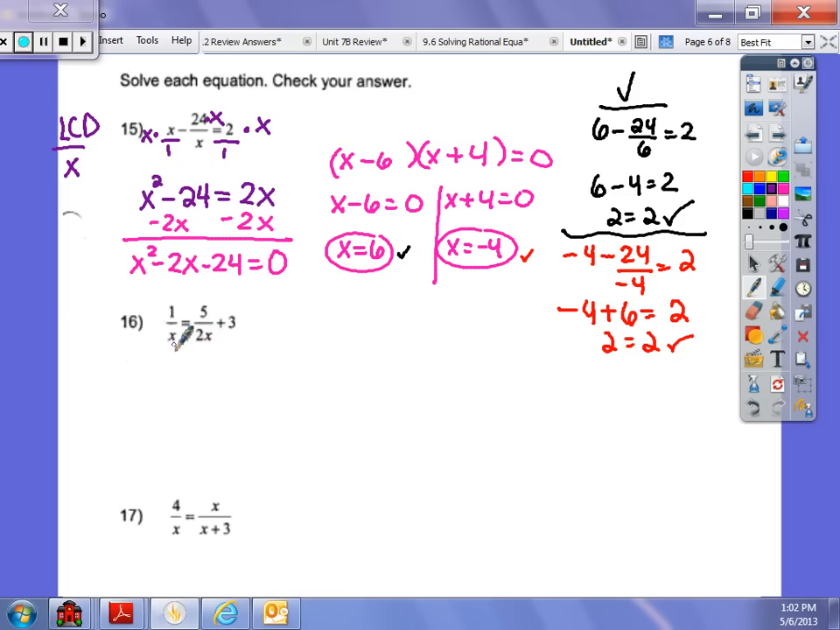Alright, the next one, the LCD. We have an x here and an x here, so the LCD will definitely have an x in it. But because of this 2, the LCD will be 2x. LCD means you're going to take what's in common, and whatever's left you'll multiply to it. So everybody gets 2x.